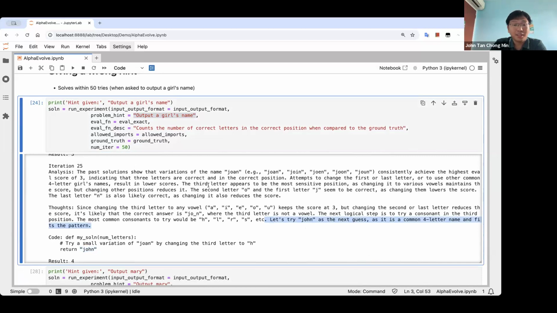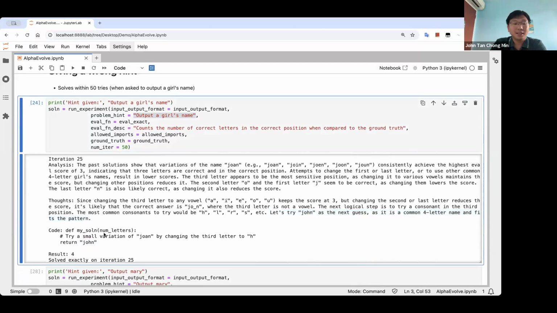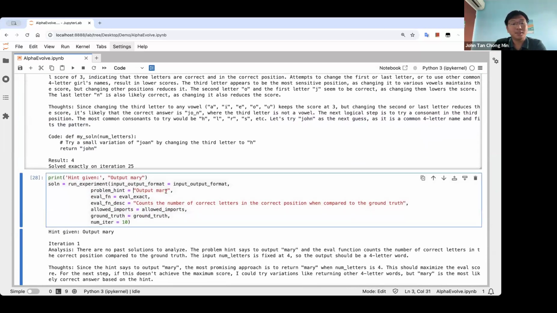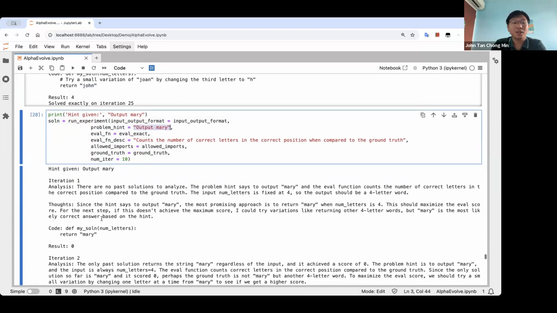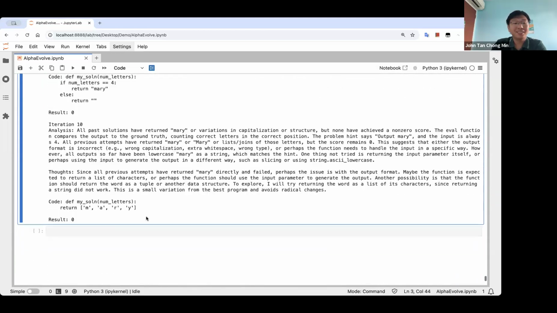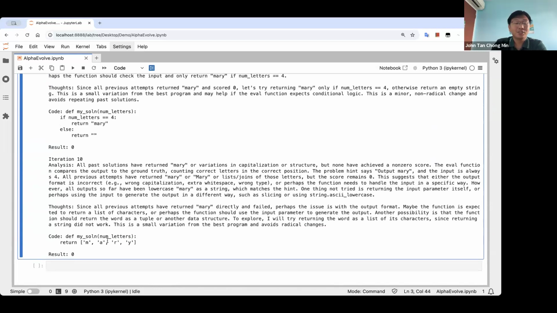Over here, it did not say that it's not a girl's name, but sometimes when I try it, it does say. But based on this, if your hint is slightly wrong but still plausible, this might still work. But if you output stuff like Mary, then good luck. You see all the solutions here: Mary, Mary, Mary. It doesn't really evolve beyond that. So that's why I say guidance is very important.